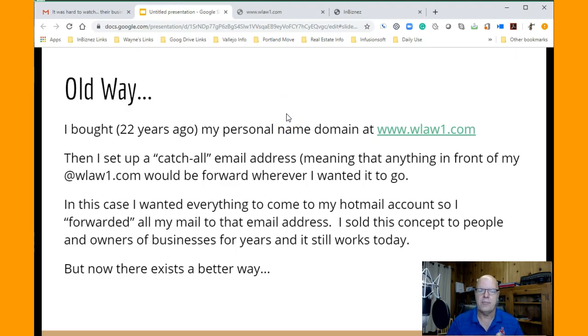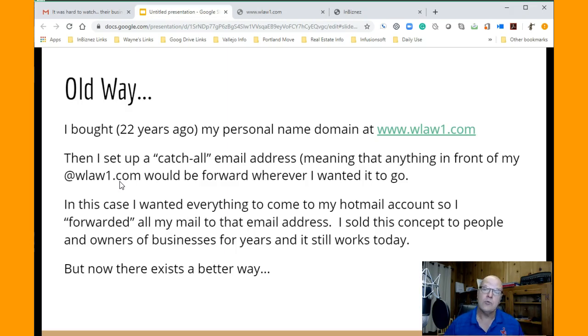What catch-alls were known for back in the day is that you put anything in front of the wlaw1 and it would forward to whatever address I wanted. In this case, I used my Hotmail account and I sent all my stuff there. I could put anything at wlaw1.com and it would go to wherever I wanted to send it. But I could have two or three addresses it went to. So it was really great and powerful technology.